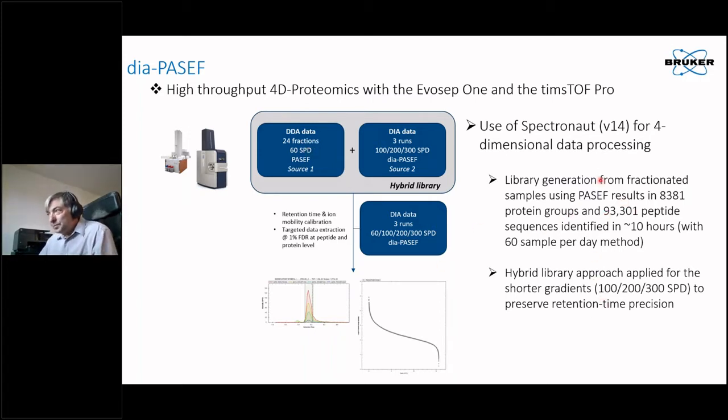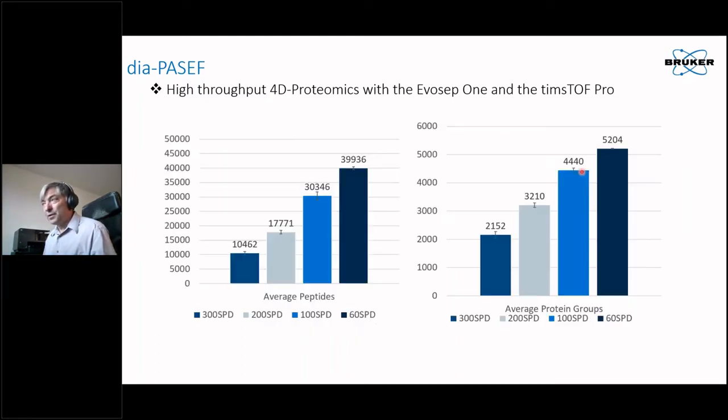Library generation on the 60 sample per day method resulted in a library with 8,381 protein groups and 93,000 peptides, and we did that in only 10 hours. So you can generate your libraries much faster as well and get very good coverage. What do the results look like? Well, we identified 5,200 proteins with the 60 sample per day method. That's, I believe, about a 40-minute gradient, so really good results.